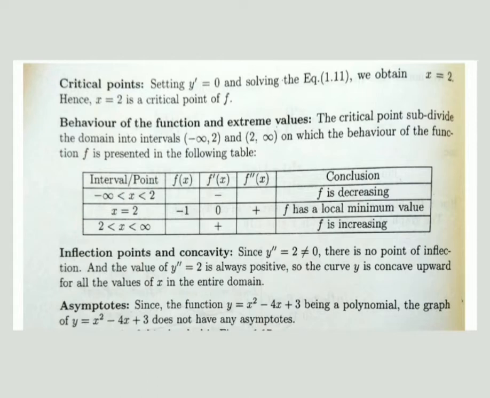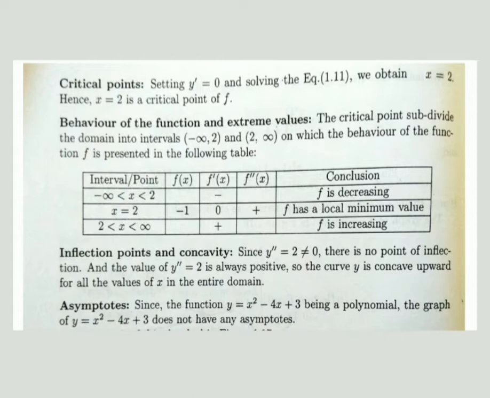So therefore f has a local minimum, because f dash of x is 0 as well as f double dash of x is positive. So therefore f has a local minimum at x equal to 2. Now the value may be between the interval 2 and infinity. So at that time f dash of x is positive, all the positive values, that's why we obtain a positive. Okay. So as f dash of x is positive, we can say that f is increasing.